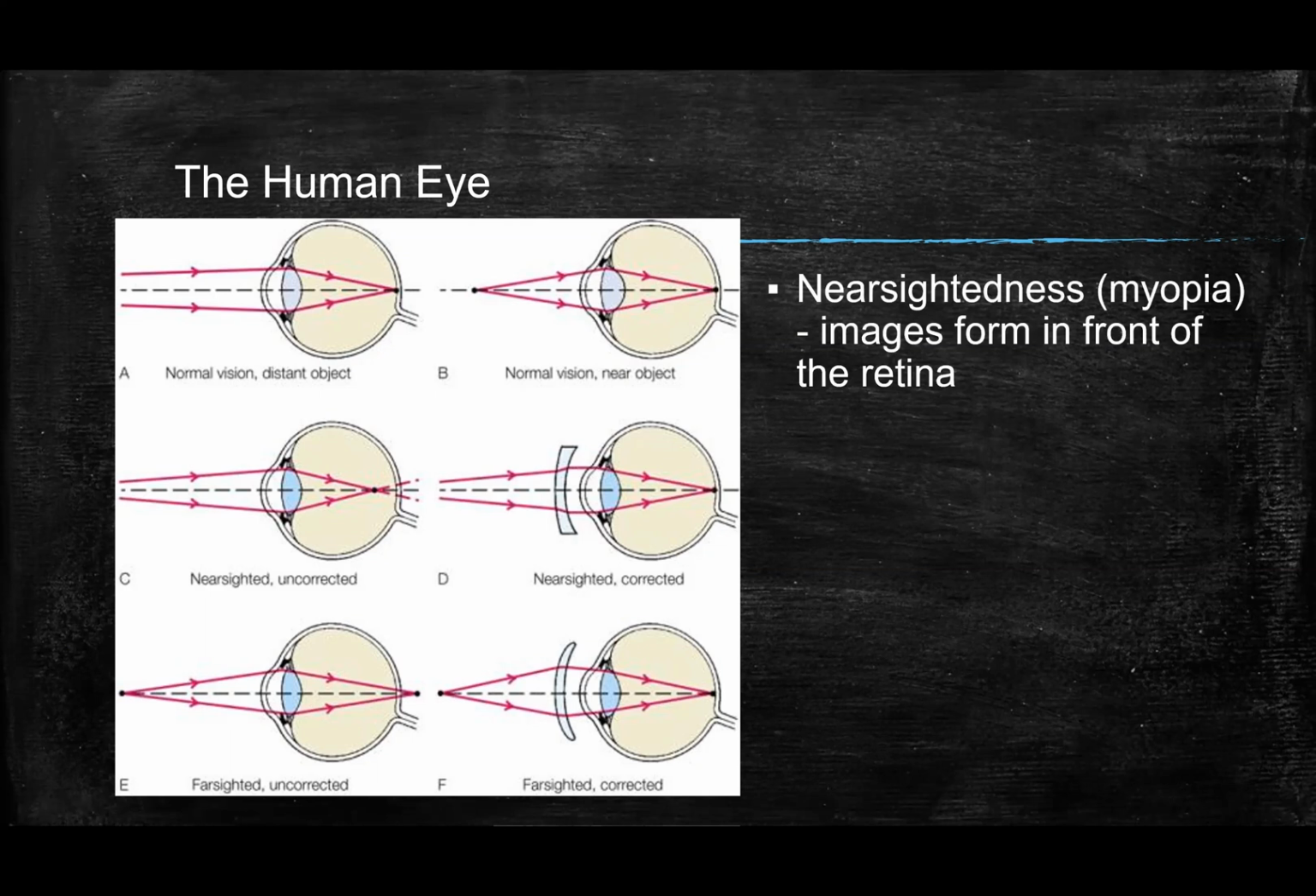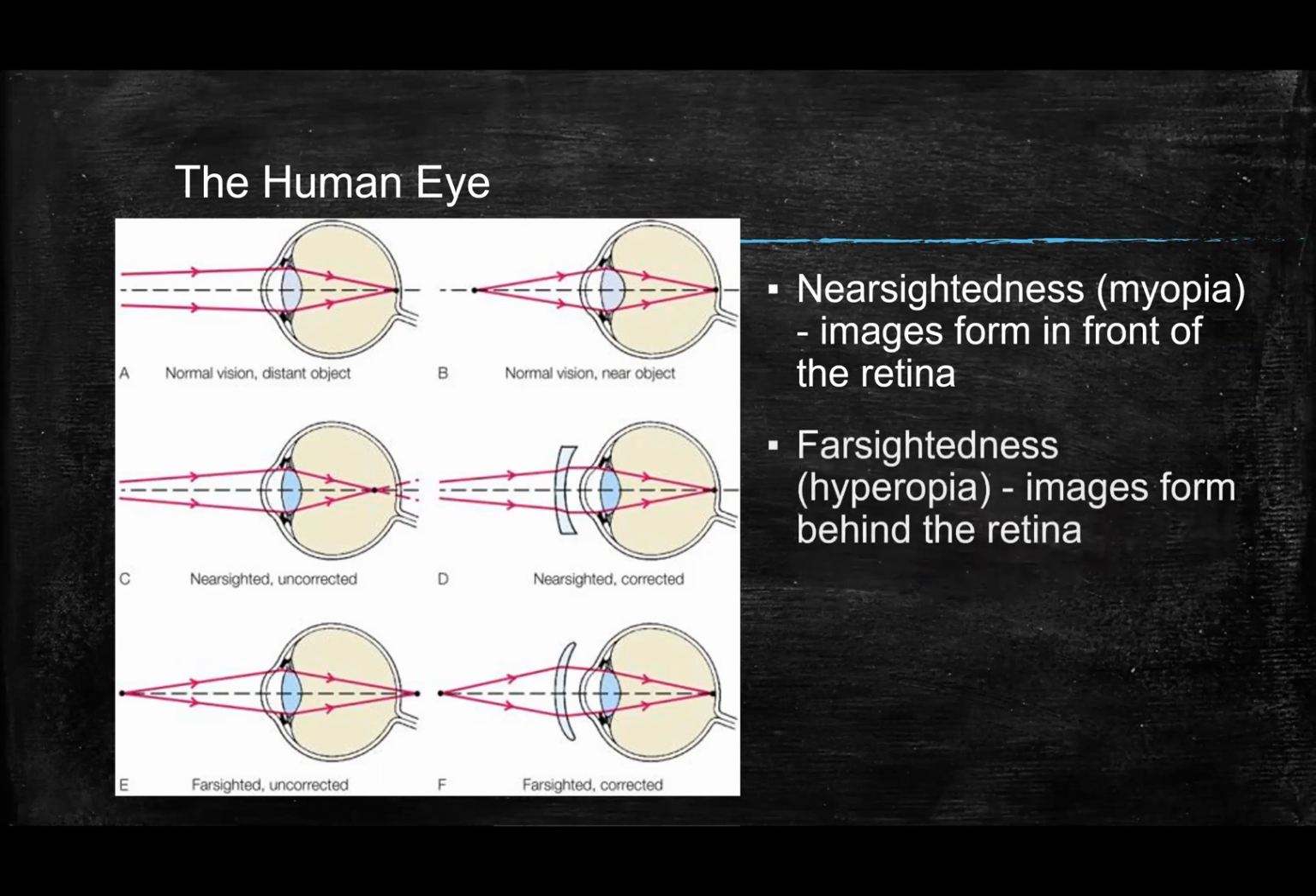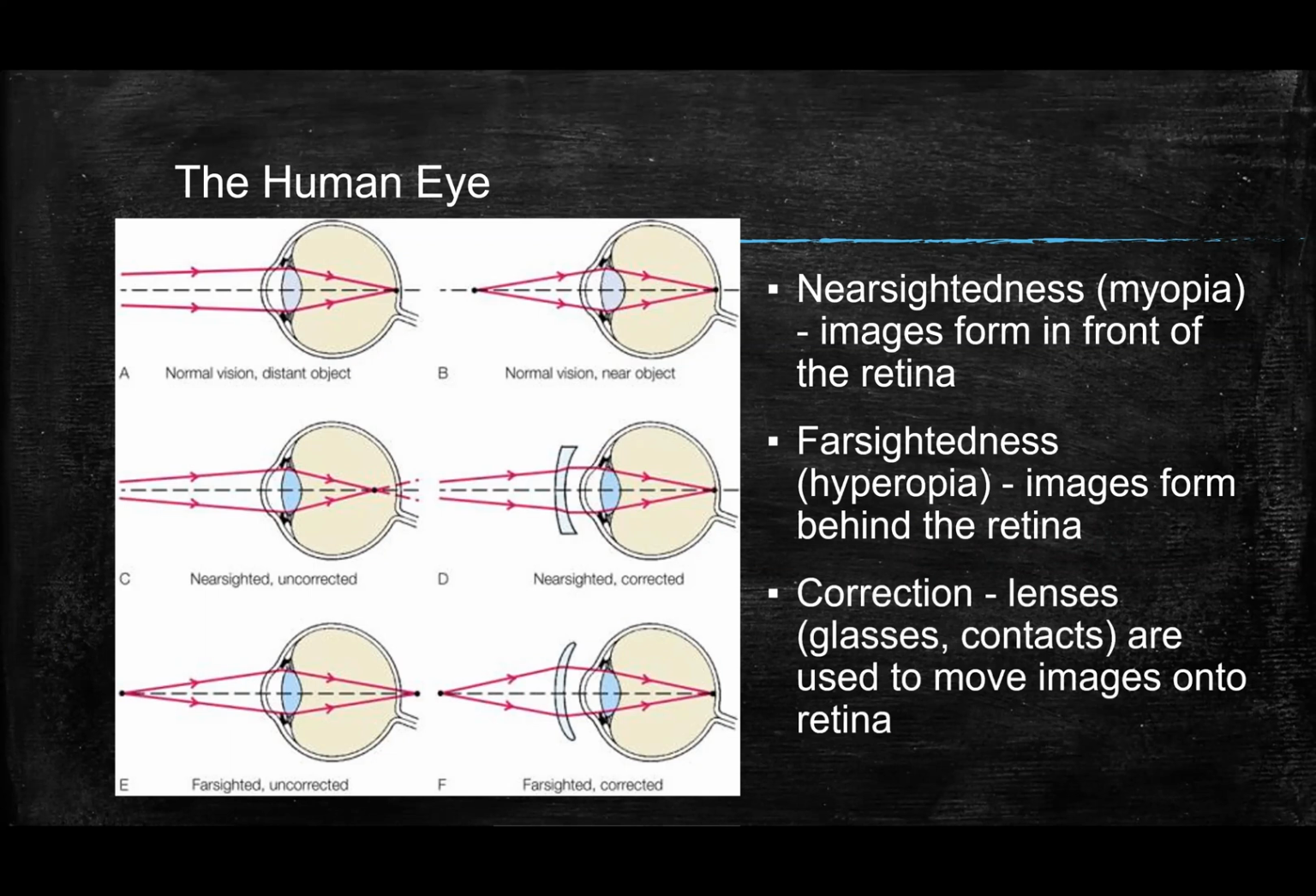So in nearsightedness, the image forms in front of the retina, and in farsightedness, the image forms behind the retina. And so we will use lenses and contacts to help move those images onto the retina.